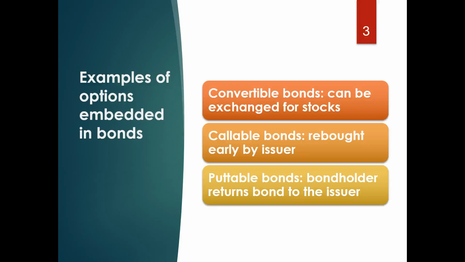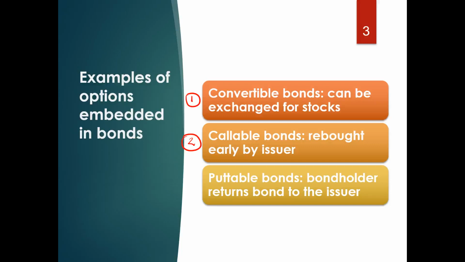Let's see some examples of options embedded in bonds. A first example are convertible bonds. Convertible bonds are bonds that, depending on their price, can be exchanged for stock. A second one are callable bonds. Callable bonds are rebought early by the issuer. That means the issuer sells the bond to the market and then at some future date says, you know what, I have this option to buy back my bonds, and then they buy them back.